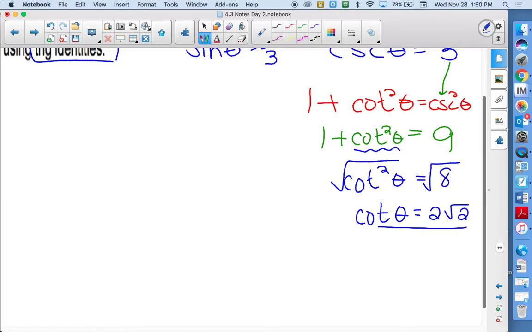All right, so if we know cotangent, we can figure out tangent by taking 1 over the cotangent. So minimal work here. You know the cotangent, take 1 over it, multiply by the denominator to rationalize it, and we end up with the square root of 2 over 4. So now we have tangent. Now we've got 4 of them.